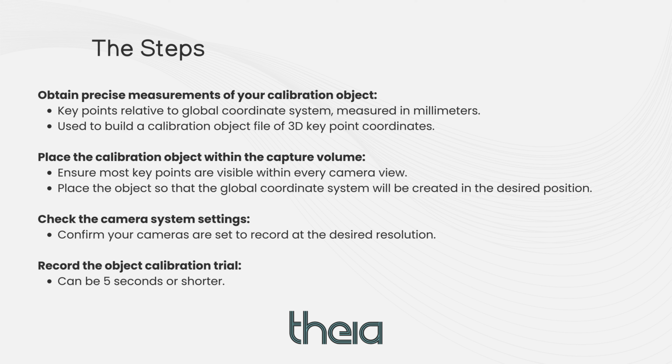Step 1. Obtain precise measurements of the dimensions of your calibration object, or measurements of the 3D positions of specific key points on your object, relative to the desired global coordinate system origin. These measurements are used to create a calibration object file, which consists of comma-separated 3D coordinates for the key points of your object, relative to the global coordinate system. Each line of this file should be a single key point.